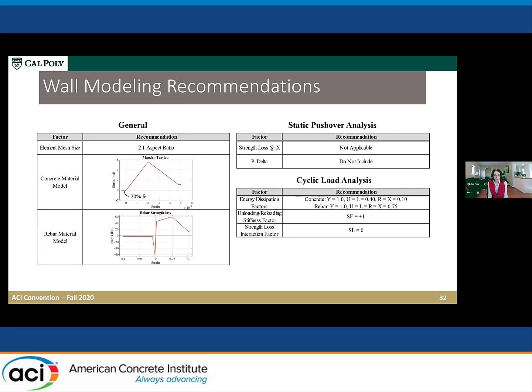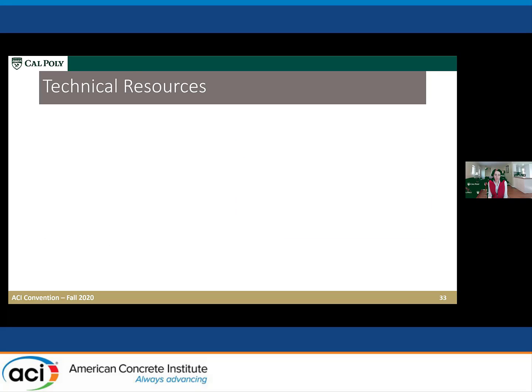And here are the final recommendations that the students came up with in terms of element mesh size, concrete material model, rebar model. The other parameters they investigated were strength loss at X, P delta, and then some recommendations on the cyclic load analysis side of things with respect to energy dissipation, unloading, reloading, stiffness, and strength loss. So that's a summary of all of those items.